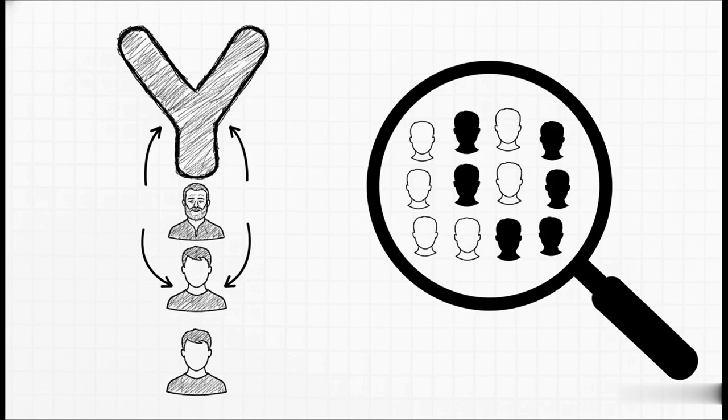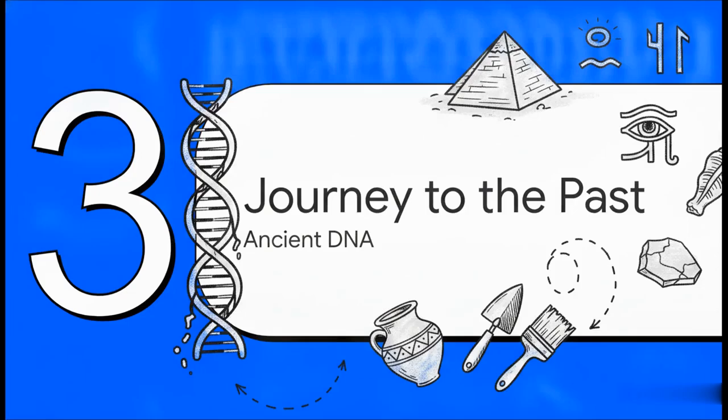By matching specific Y chromosome traits to specific lineages, they can link DNA to a family name. Obviously, they have to exclude super common names like Smith or Taylor, but even then, this technique can narrow down the suspect pool for about 40% of British men. That is a massive head start. Section 3, Journey to the Past.